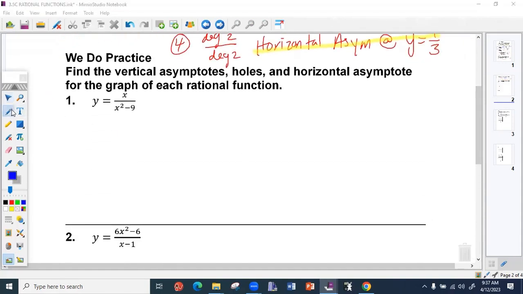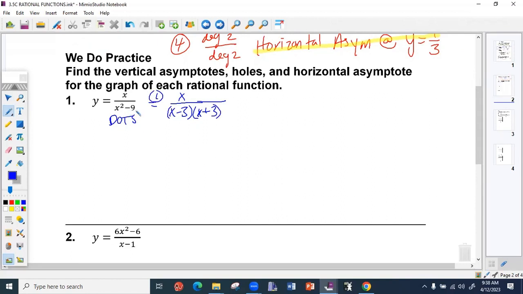Here we go. So number 1, first thing you want to do is to fully factor. Is this fully factored? No. This is a difference of 2 squares. So to fully factor this, it becomes x over (x minus 3) times (x plus 3). Now is it fully factored?